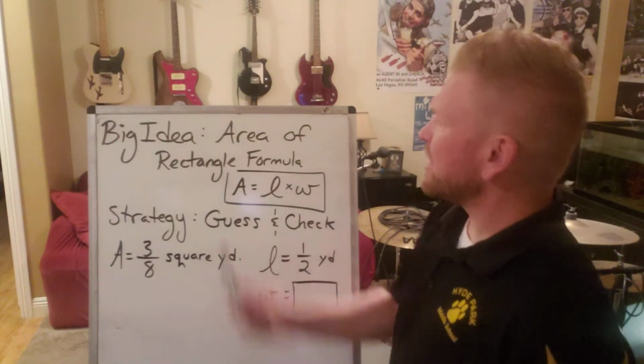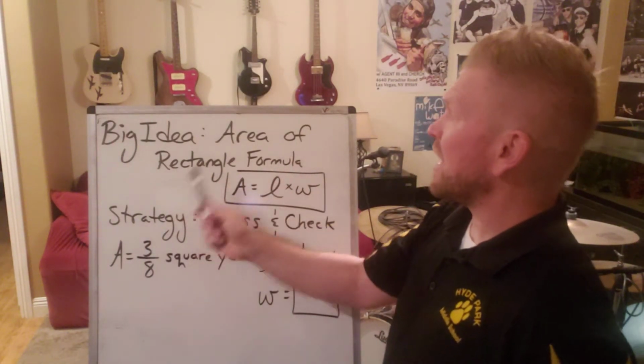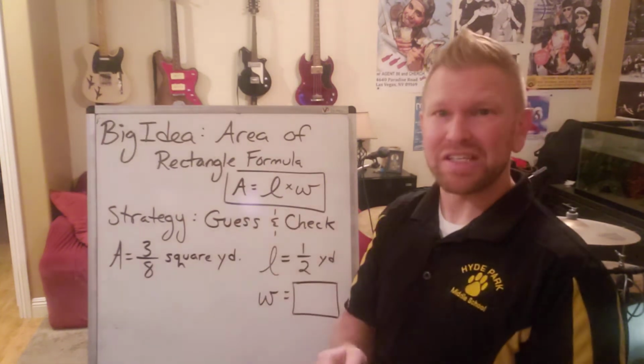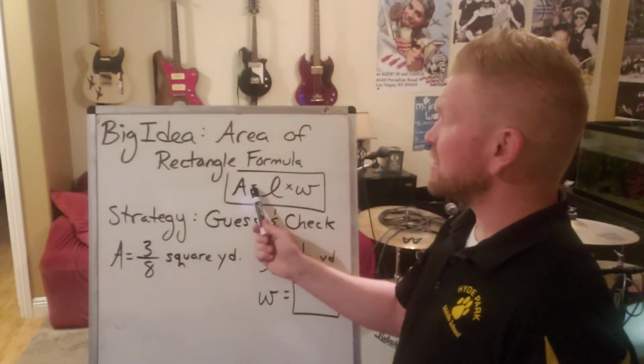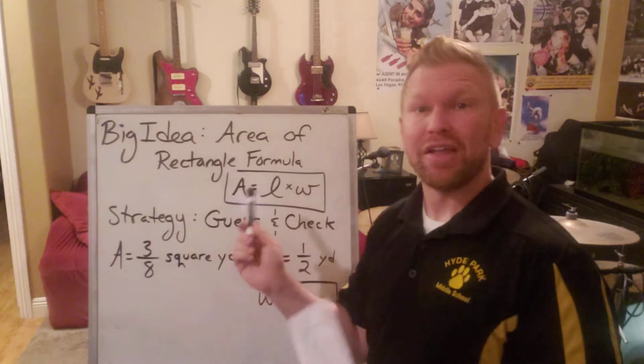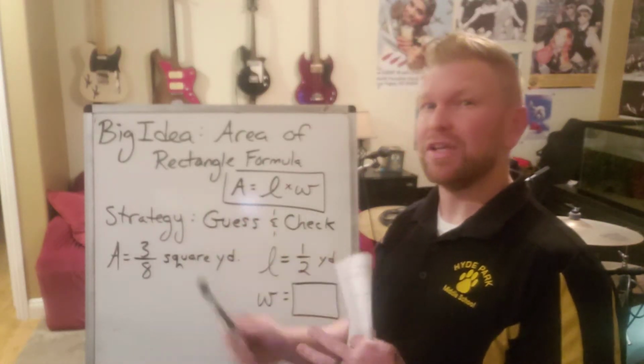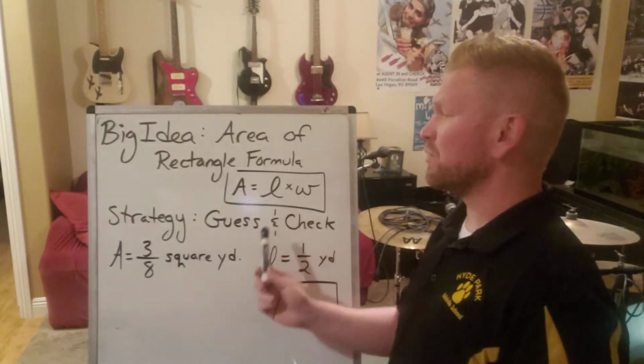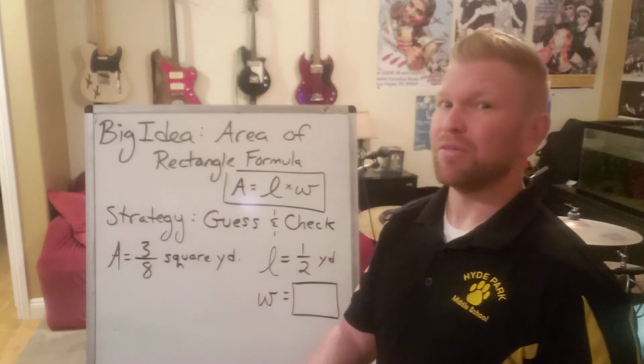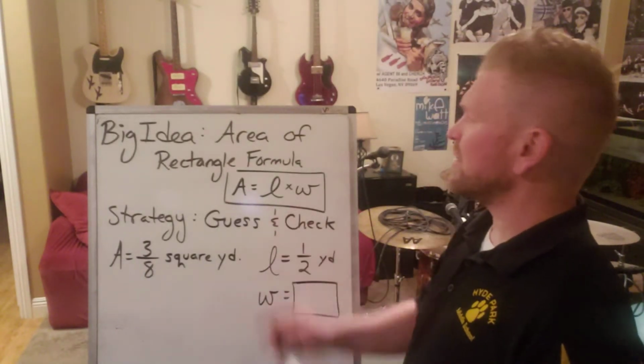Okay, so the big idea is the area of a rectangle formula, which is actually given in the problem. Area is equal to length times width. Now, notice this is for a rectangle. So if it's a rectangle, we could use length times width. If it's not a rectangle, there might be different formulas. For a rectangle, length times width.